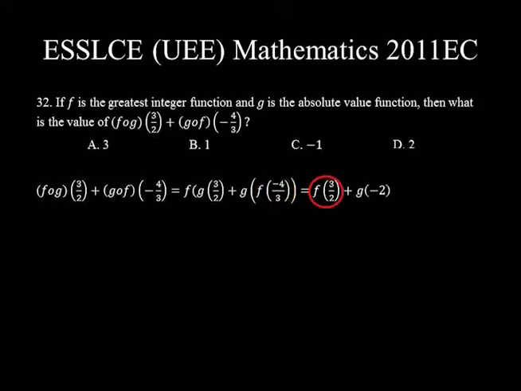f of 3 over 2 means the greatest integer less than 3 over 2 or less than 1.5, that is 1, plus g of negative 2 means the absolute value of negative 2, which is equal to 2. 1 plus 2 is equal to 3. Choice A is the correct answer.